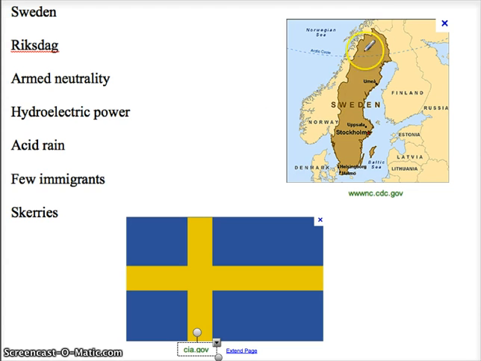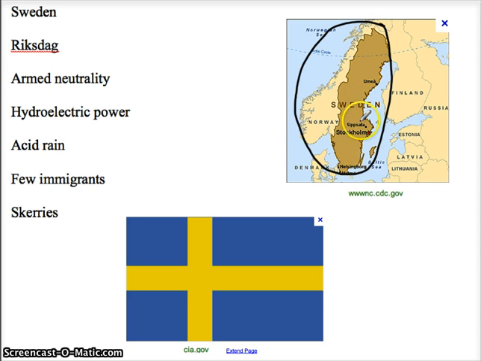Sweden is the inside country on the Scandinavian peninsula. You can see the Scandinavian peninsula right here. It's the country on the inside. It is larger than Norway, which is to the outside. Sweden is also a constitutional monarchy. You may remember that's where you have a king or queen, but they just don't have the power. They do have an elected parliament, which has all the power.